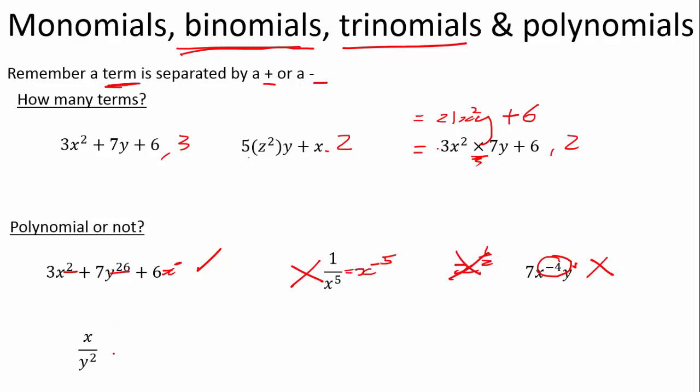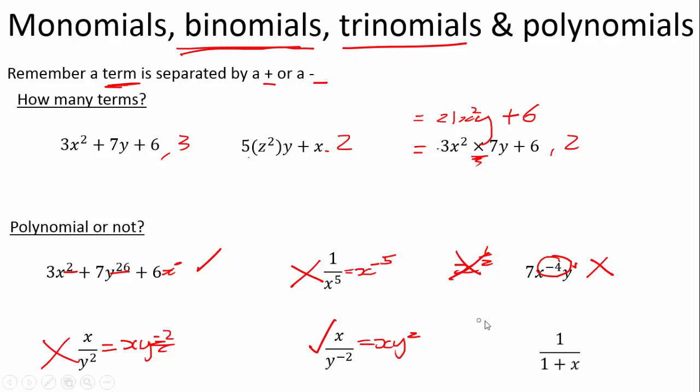What about x over y squared? Now remember, that is x times y to the negative 2. Again, not a positive integer, so not a polynomial. What about x over y to the negative 2? That's x times y squared. Ooh, that right there is a positive integer, and that is a polynomial.